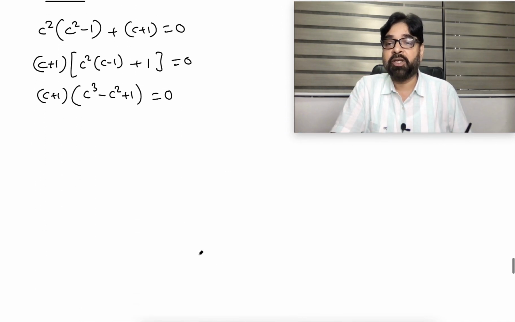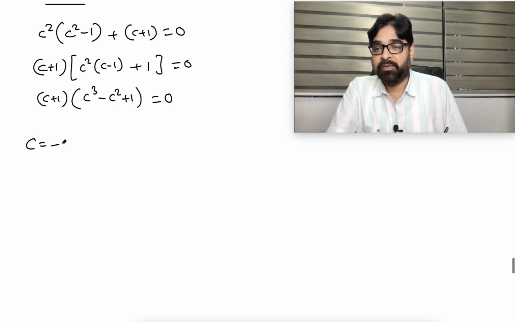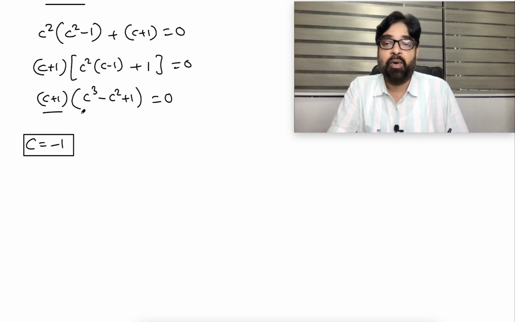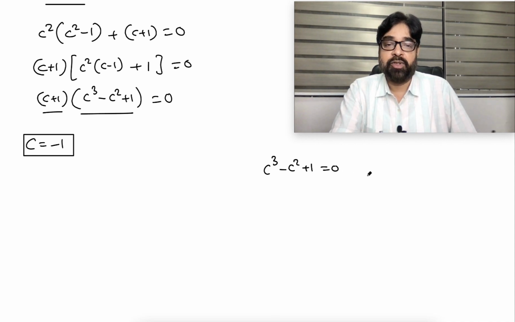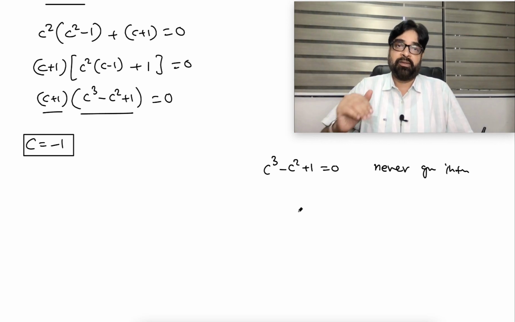So one of the possible values of c is equal to minus 1. And this cannot give an integer by either this 0 or this 0. But the equation c cube minus c square plus 1 equal to 0 never gives an integral root. Never gives an integer root. We can check.